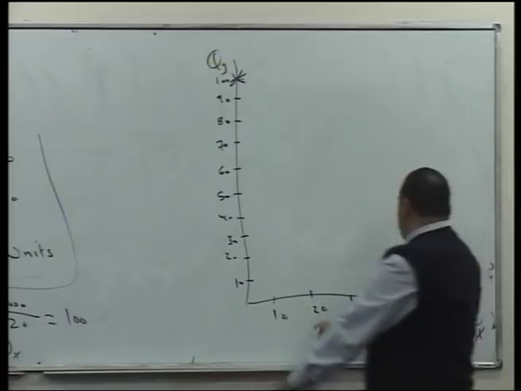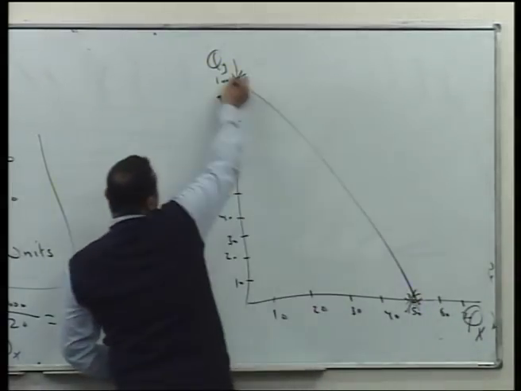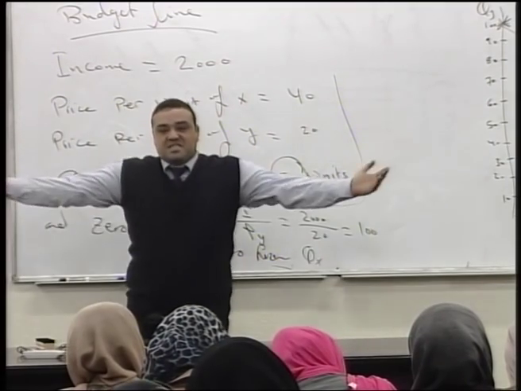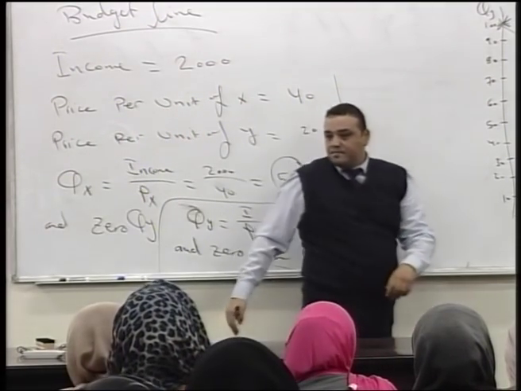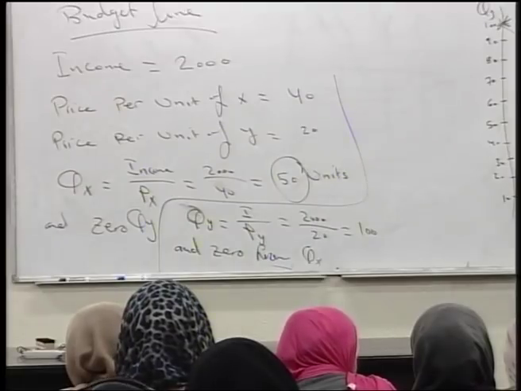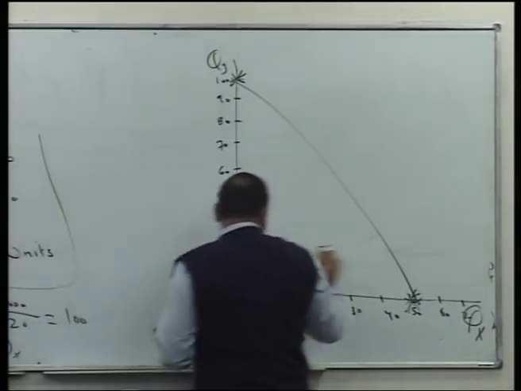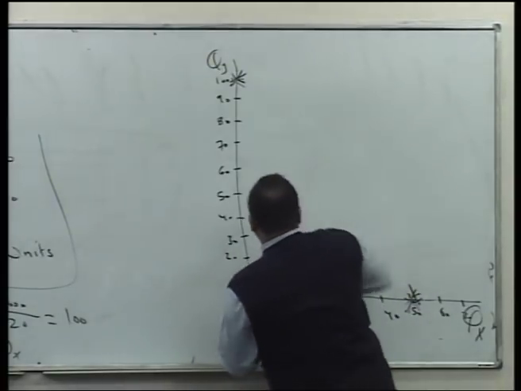If we connect these points here, this is the budget line. The line represents the ability of the consumer to buy different bundles of goods. It's not a graph. It's a line.